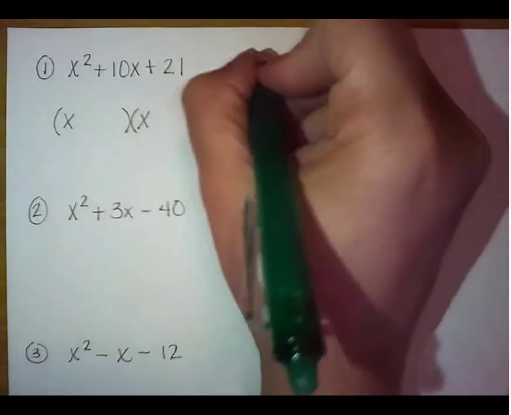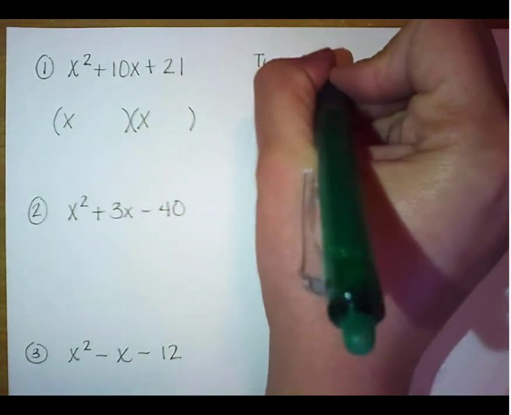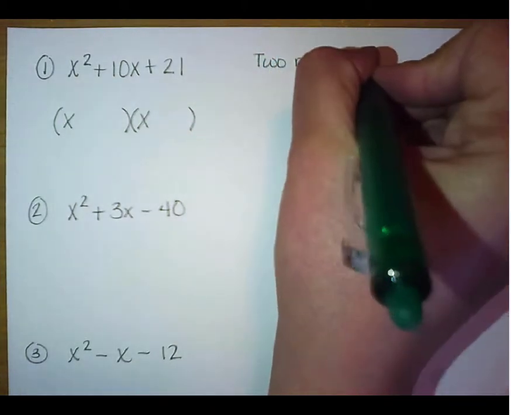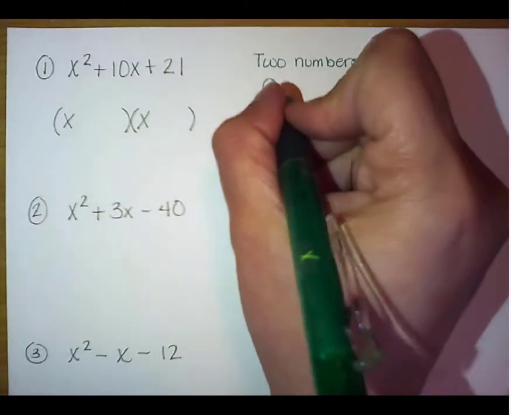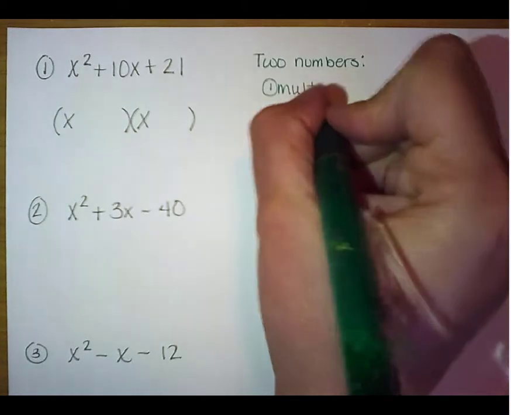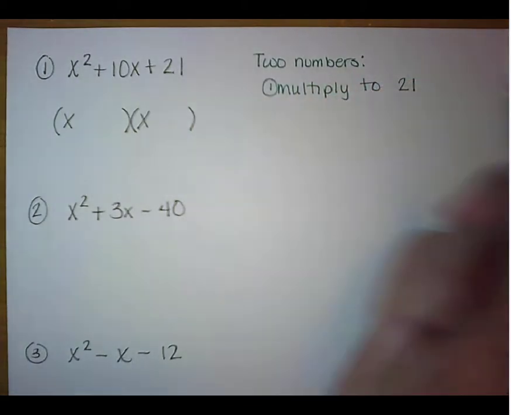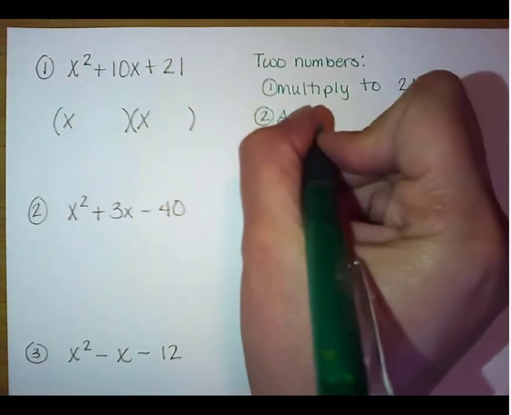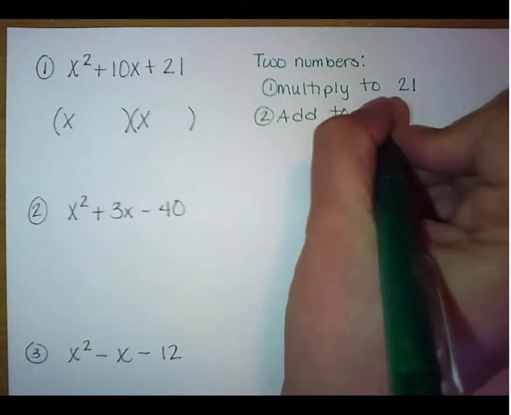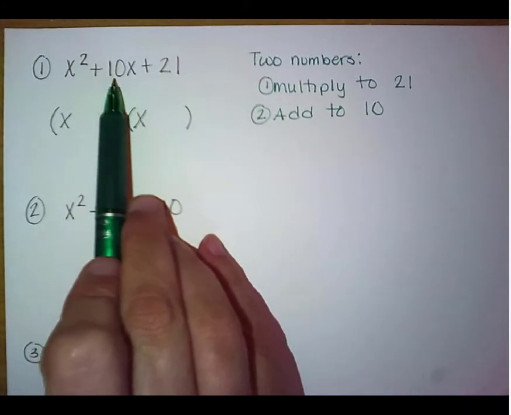So it's always easy to start with the multiplication. So what we're going to do over here is we want two numbers, and we want them to do two things. The first thing we want them to do is multiply to 21. And then the second thing you want it to do is add to 10. So you're always multiplying to the last one, adding to the center.